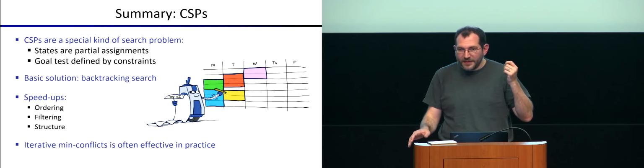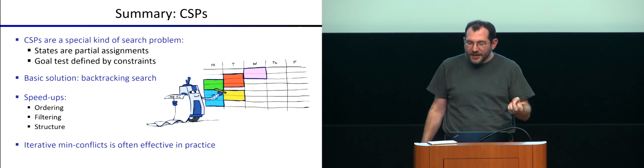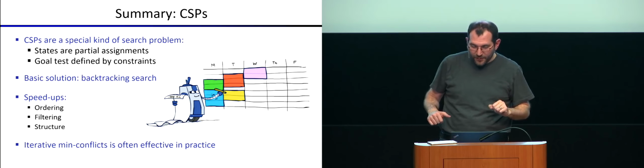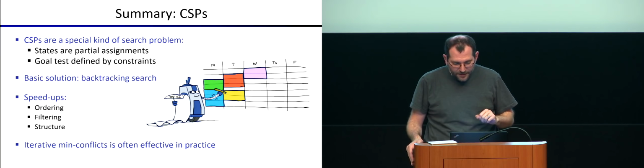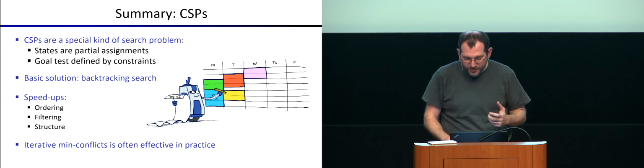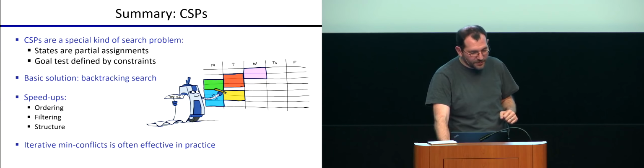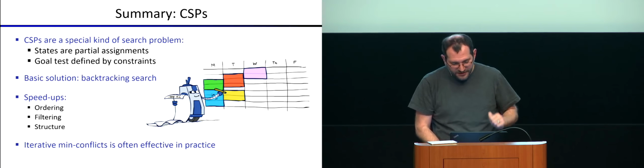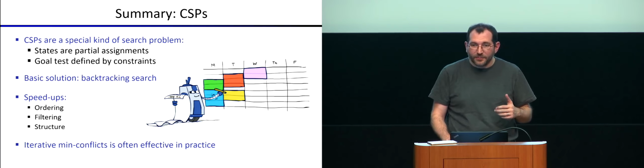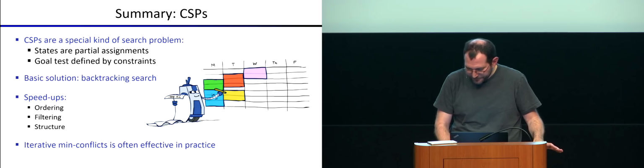We sped that up by being smart about the order that we attacked the variables in the problem. We sped it up by filtering and looking at the consequences of our assignments before we made the next assignment. And then we sped it up by looking for or creating special structures within our CSP in order to have specialized algorithms or better performance from our existing algorithms. We also have an iterative algorithm called min conflicts that's very effective in practice for many cases, though you have almost no guarantees.